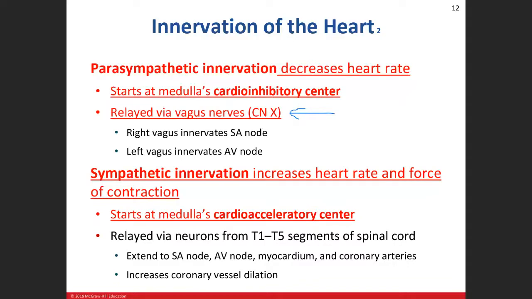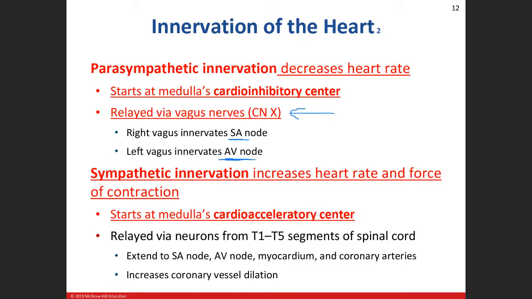So when we talk about the vagus nerve, cranial nerve 10, we want to know which of the conduction system nodes they control or influence. I always remember LAV, L-A-V. The left vagus is going to influence the atrioventricular node, and the right vagus is going to influence the sinoatrial, or SA, node. That's how I remember it, LAV. To each their own. But parasympathetic, easy, easy.